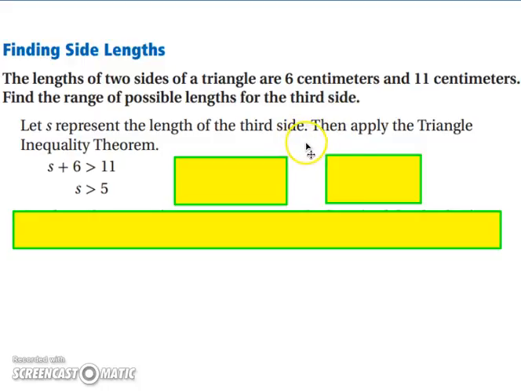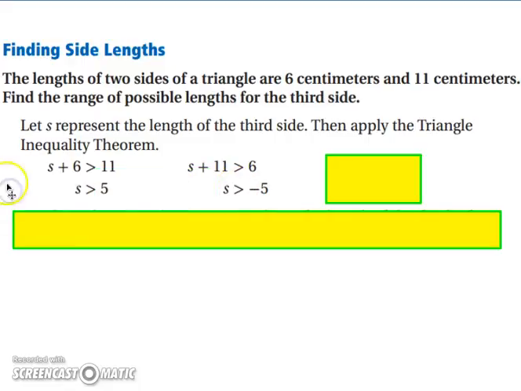Alright, now that you've had an opportunity to put together the other two combinations, did you get S plus 11 has to be greater than 6? So S has to be greater than negative 5 if you solve for S. And then for the third one, did you get 6 plus 11 has to be greater than S? So therefore 17 has to be greater than S.